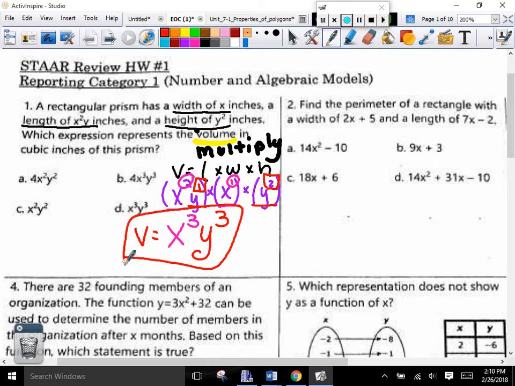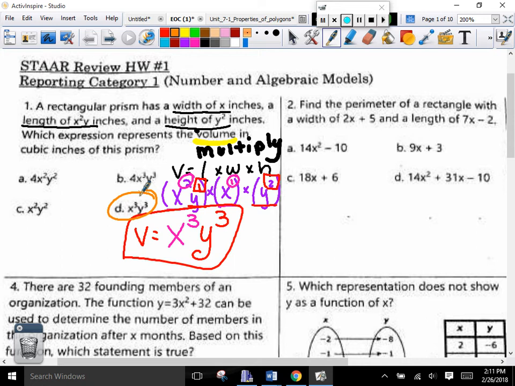This should be my volume. And I am going to look at my answer choices and see which answer choice has that volume. So my answer should be letter D. It's the only one that matches. It has an exponent of 3 for x and an exponent of 3 for y. Therefore, letter D is my answer.